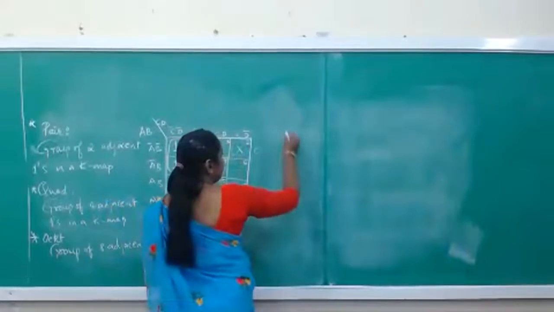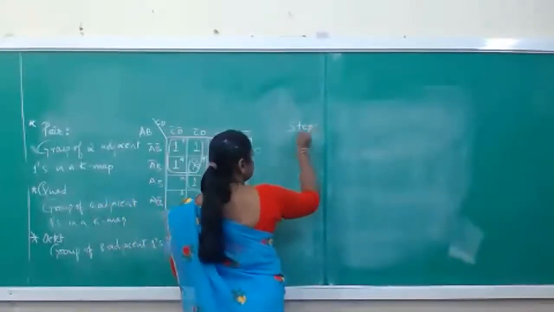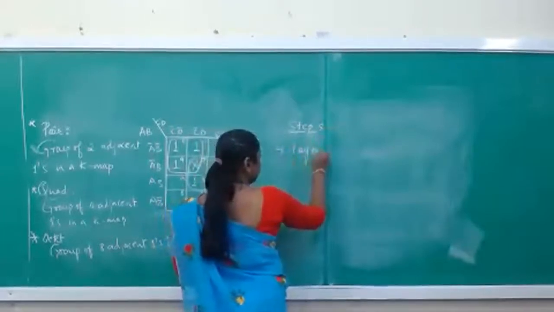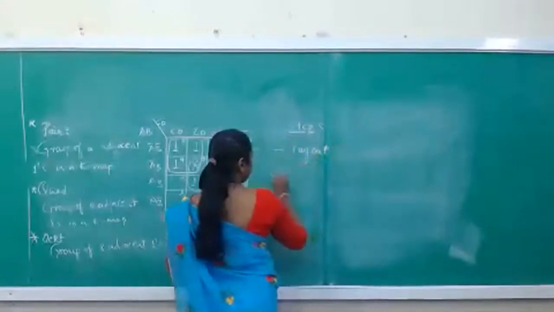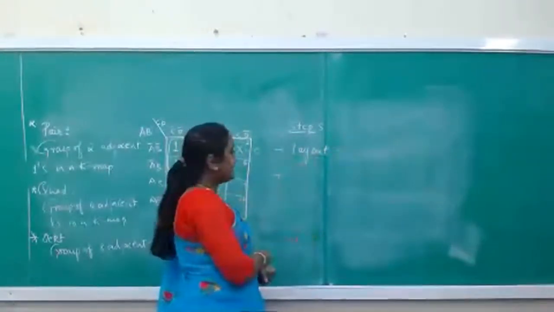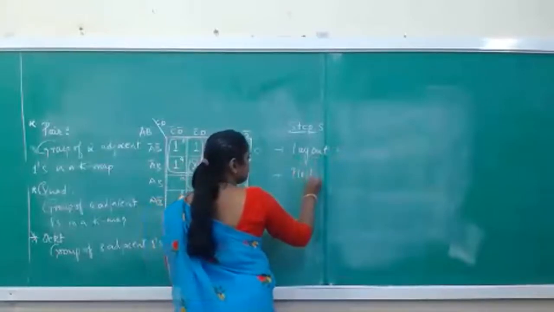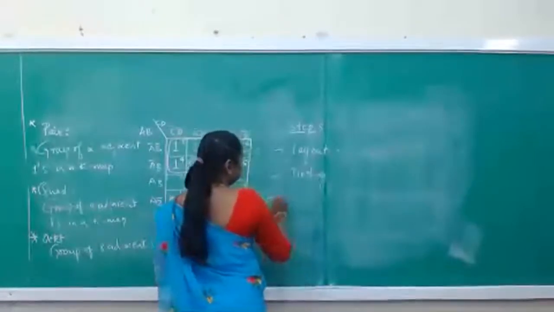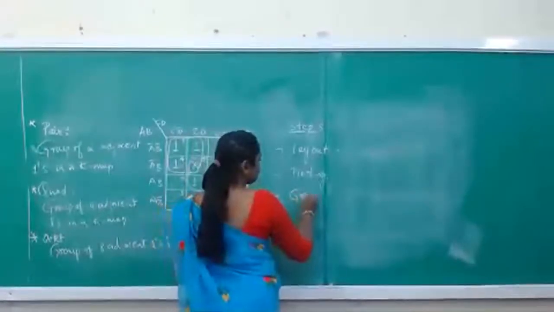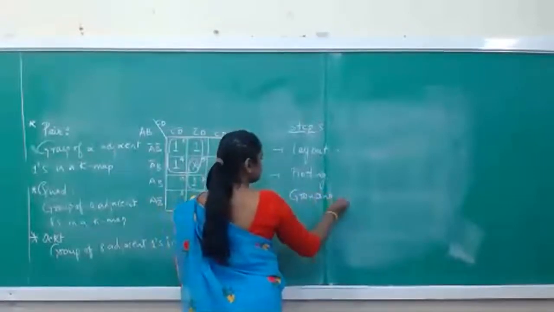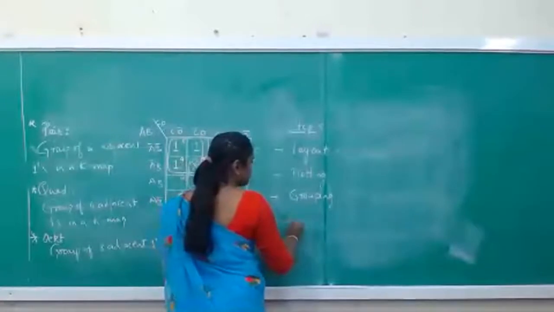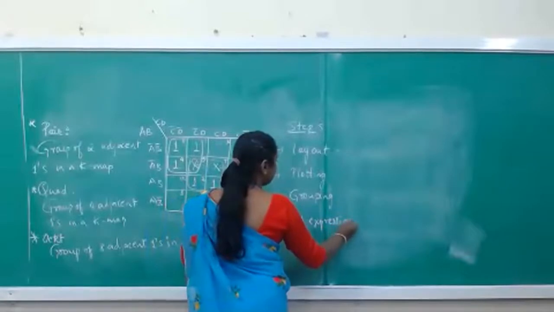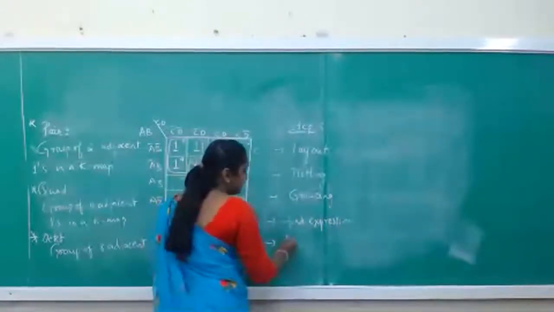So, the steps. First, draw the layout. Then, once the layout is ready, plotting. Third, grouping. Fourth step, finding the expression. From the groups, we can find the expressions. How it is done, I will tell you. Then finally, realization.